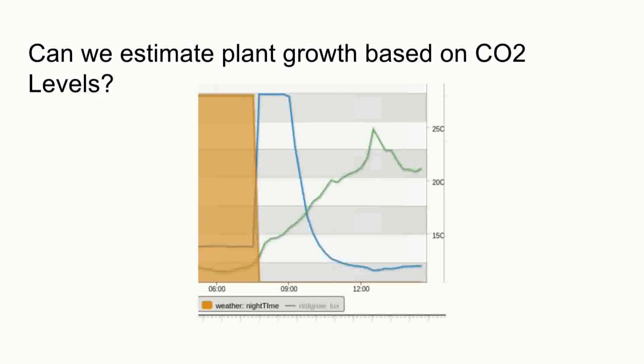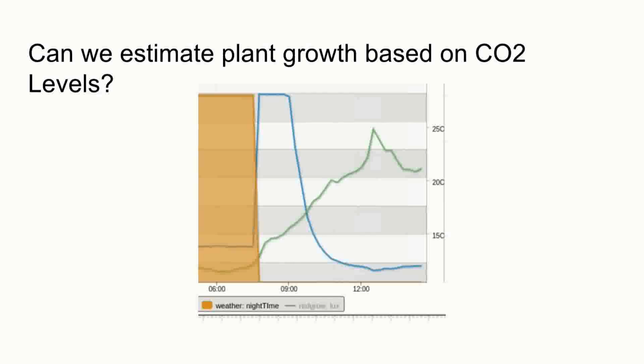And one of them is trying to solve the problem: can we estimate plant growth based on CO2? So here's a chart. The blue line again is the CO2 level, and this is one of the instances where I had the CO2 generator turn on in the morning, at sunrise, basically shooting up to about 2,000 parts per million, and then maintaining for some period of time, maybe an hour, and then slowly dropping off back down to atmospheric levels over the course of about an hour and 45 minutes.